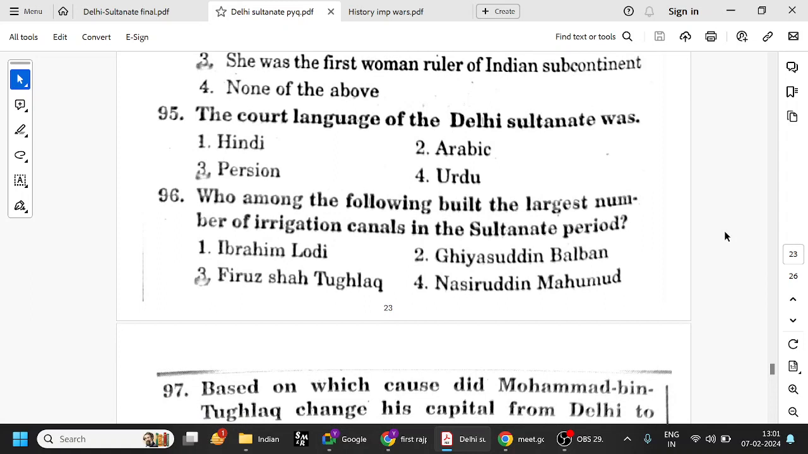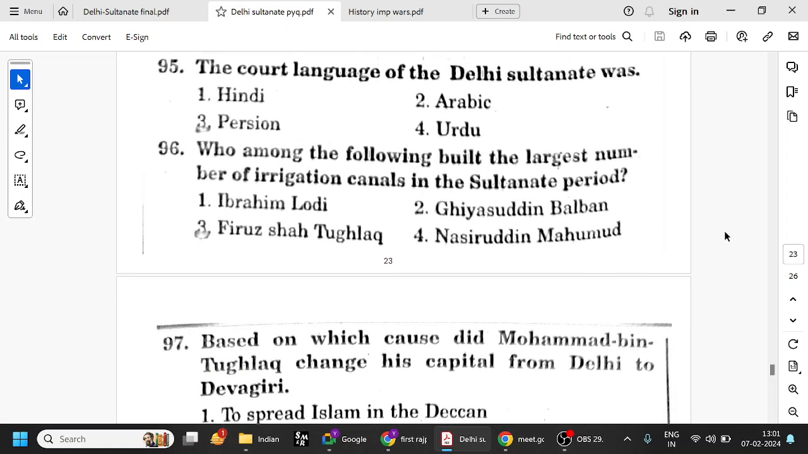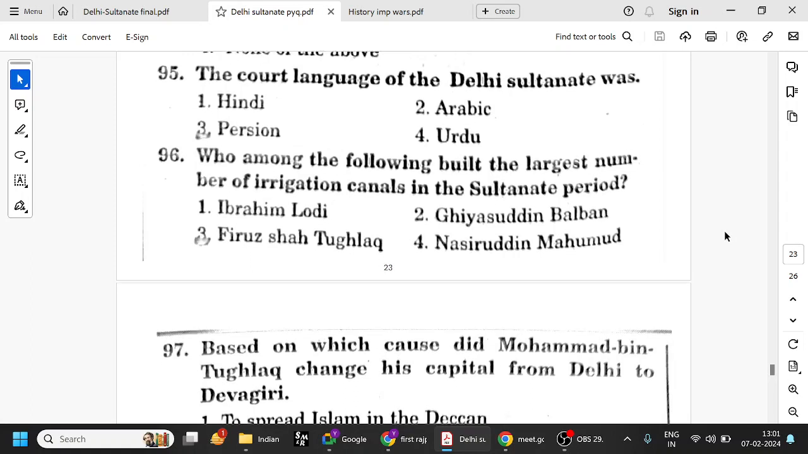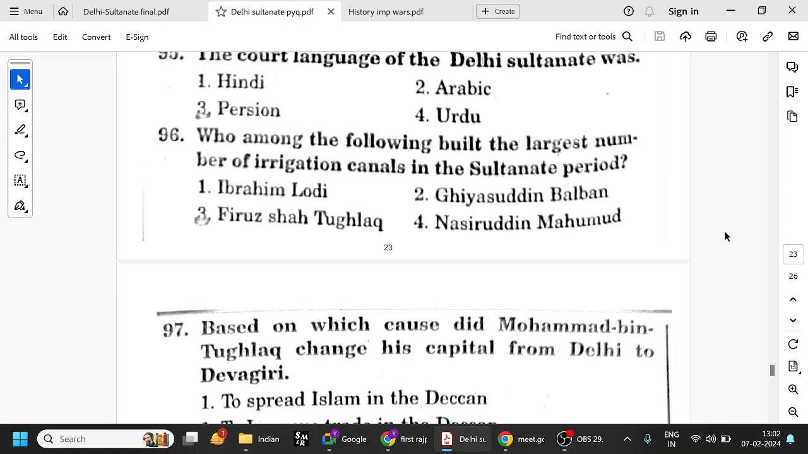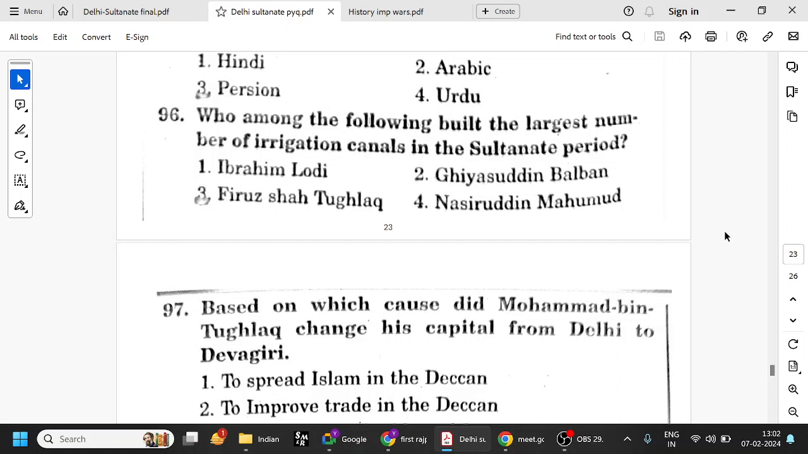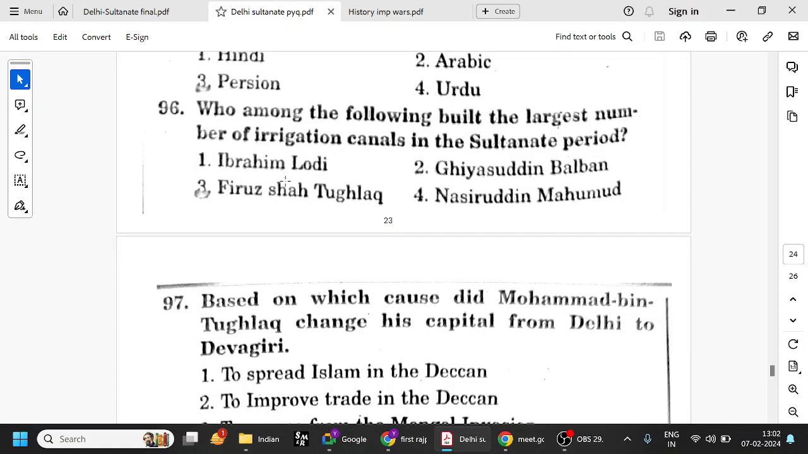The court language of Delhi Sultanate was obviously Persian because they all came from Turkey, etc. Persian language was the court language of Delhi Sultanate. Who among the following built the largest number of irrigation canals? We have seen Firoz Shah Tughlaq is famous for the irrigation tax, irrigation canals, etc.